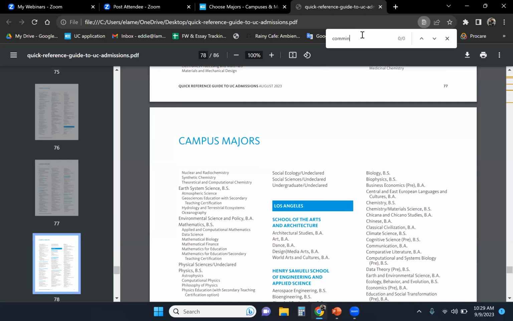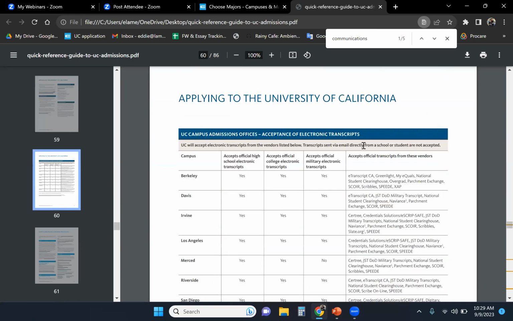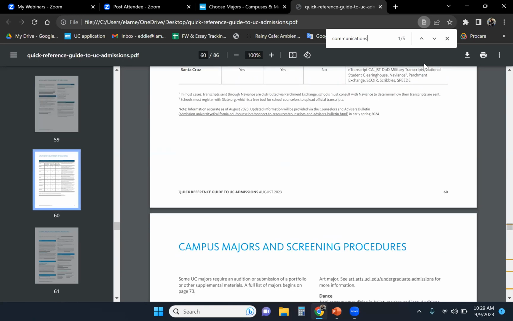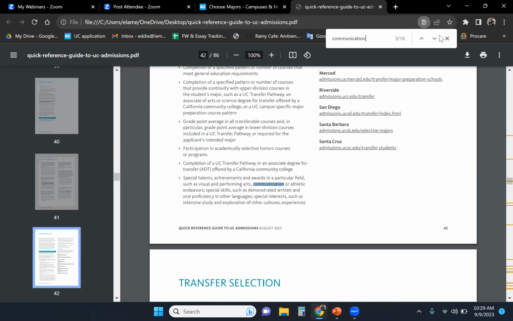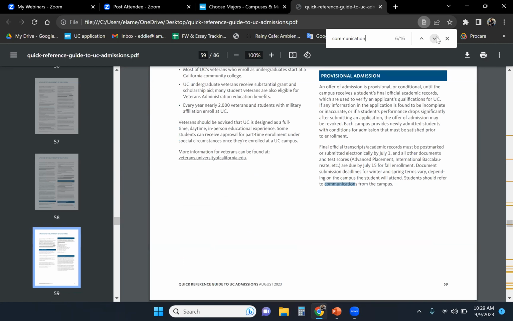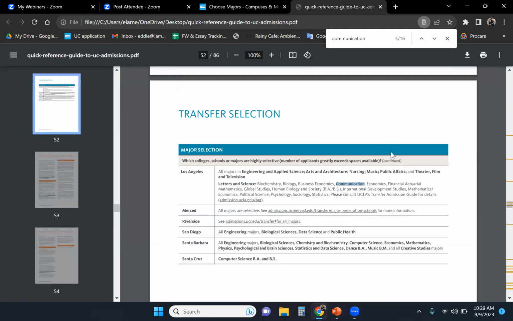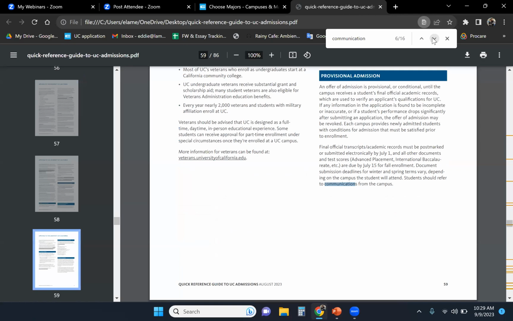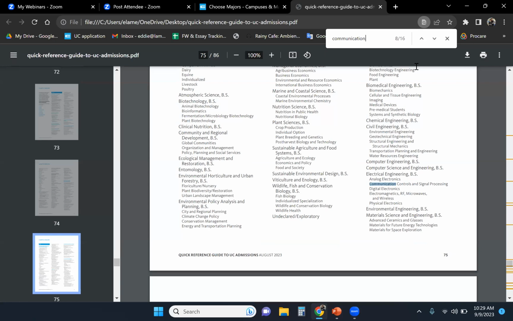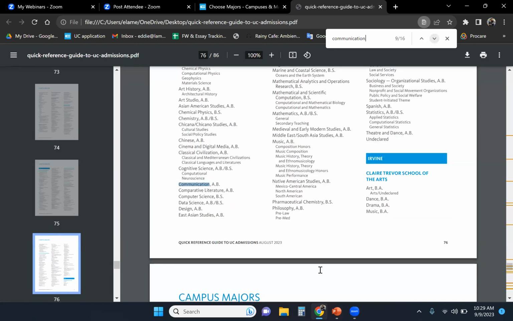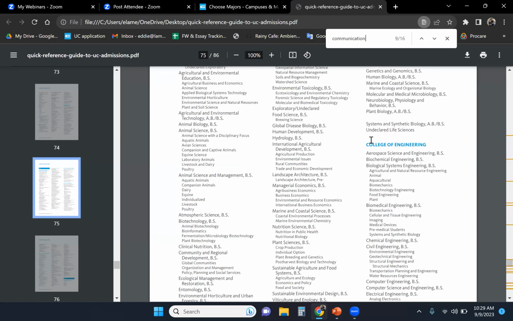It could be something like communication studies. Yeah, here we go. Well, we'll have film and television at LA, so theater, film, and television maybe gets a little bit close. But otherwise, we're looking at Berkeley, some kind of, but mostly engineering. Here we go, L&S at Davis.